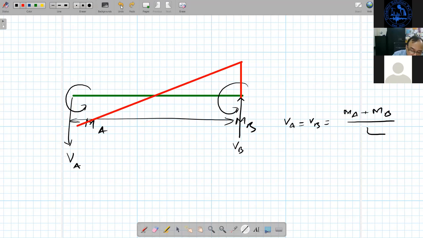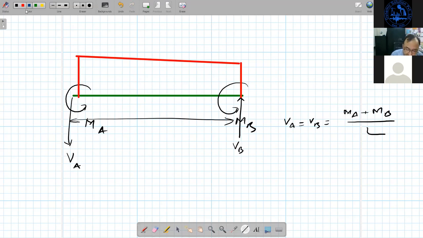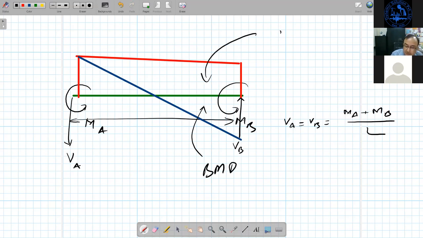Sorry, just a minute. I have done wrong. Shear force diagram will be like that. And the bending moment diagram will be, I'm plotting it on tension side. So here tension will be at top and here tension will be at bottom. So this is BMD. And this is SFD. So shear force due to earthquake is uniform throughout the length.